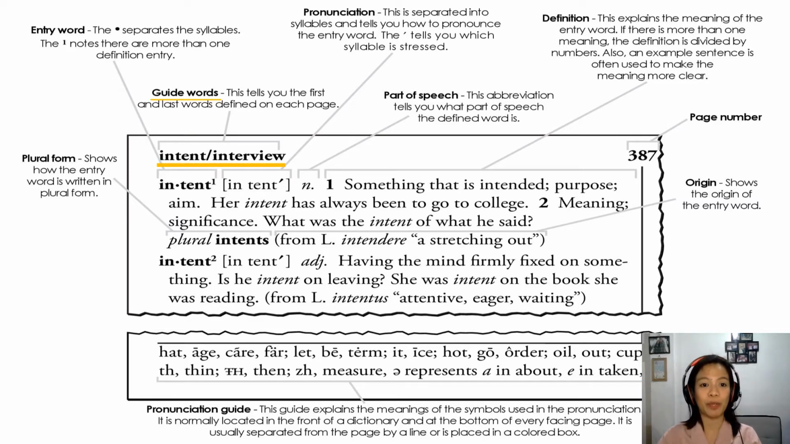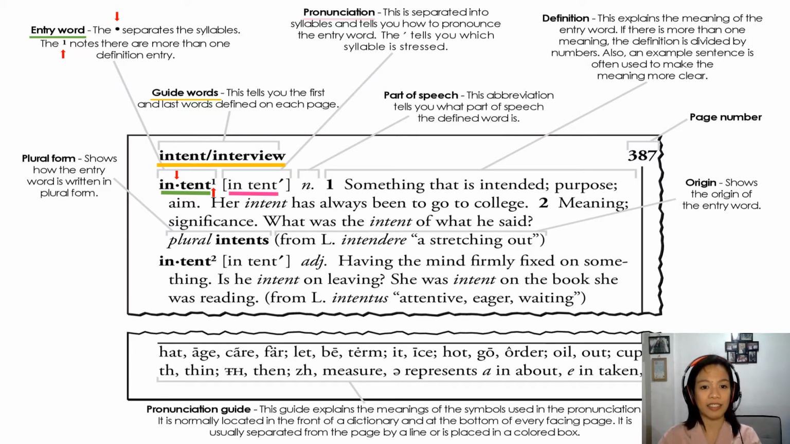Guide words tell you the first and the last word defined on each page. Intent here is our entry word. The dot at the middle of in and tent separates the syllables. We have two syllables for the word intent, in and tent, two syllables. Number 1 here indicates that there is more than one definition entry for the word intent. In this case, we have two meanings or two definitions for the word intent.